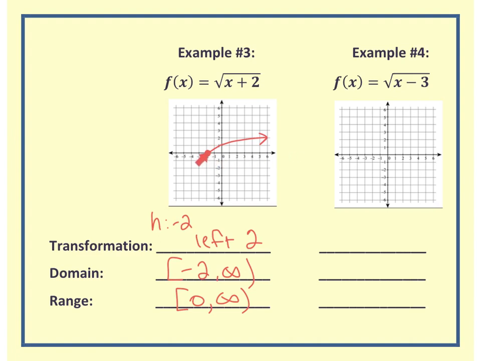The y value. What's the lowest y value? 0. How high up is it going to go? Well, it's going to continually go up forever. So this graph right here that you see is constantly going over and over and up. Okay, try the next one on your own.